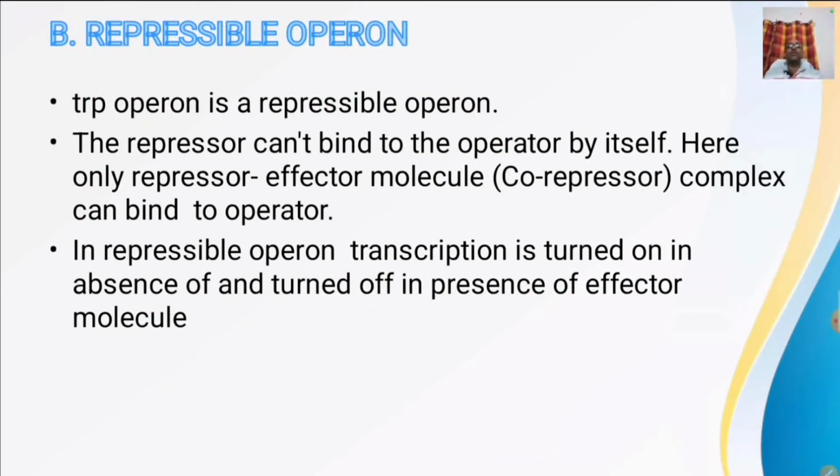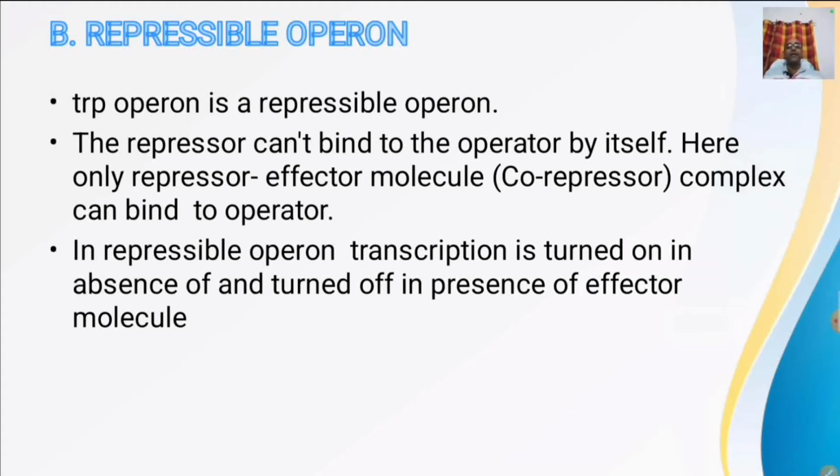Now let us come to the second one, that is the repressible operon. What is happening in the case of a repressible operon? An example of a repressible operon is the trp operon, that is the tryptophan operon. Tryptophan is an amino acid. Got it? So here, same thing, there will be a regulator gene, and the regulator gene will be producing the repressor. But here the situation is a bit different. Here something different happens.